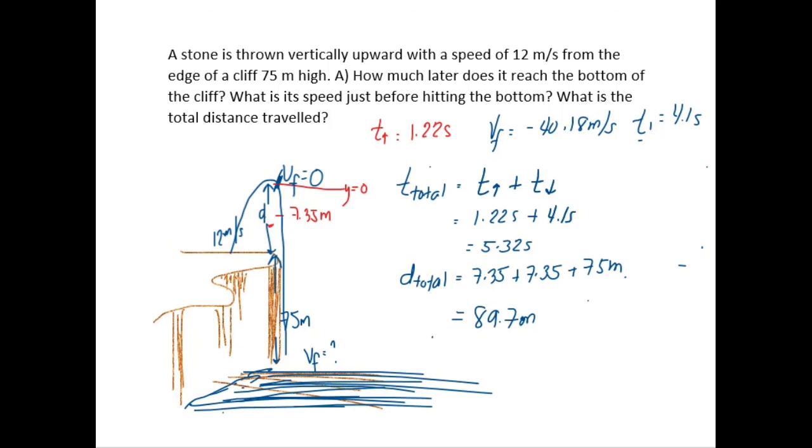Okay, so that's it. Finally, we were able to arrive at the answers. We have final velocity as negative 40.18 meters per second, the total time as 5.32 seconds, and then the total distance traveled will be 89.7 meters.